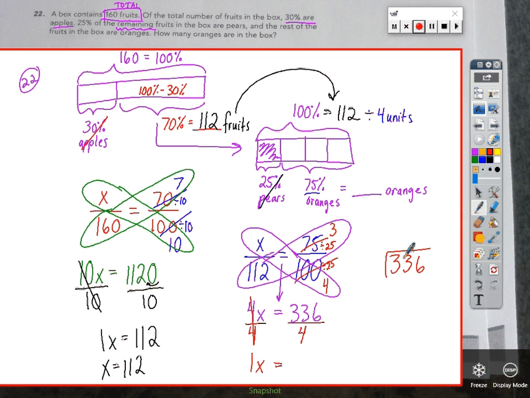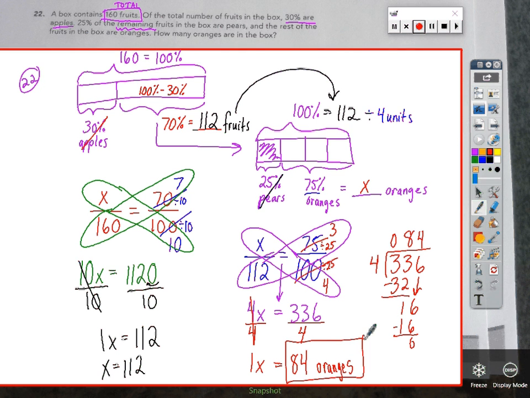336 divided by 4. 4 doesn't go into 3, but it goes into 33 8 times, because 4 times 8 is 32. When you subtract, there's 1 remaining, and the next place value brought down becomes 16. 16 divided by 4 is 4, because 4 times 4 is 16. 84. This goes in there nicely, which is nice because we're talking about fruit. Well, fruit, you probably don't want halves and quarters of your fruit either. What did we just find? When we solved for x, we found that there are 84 oranges.